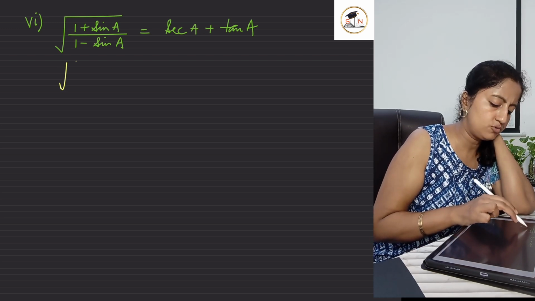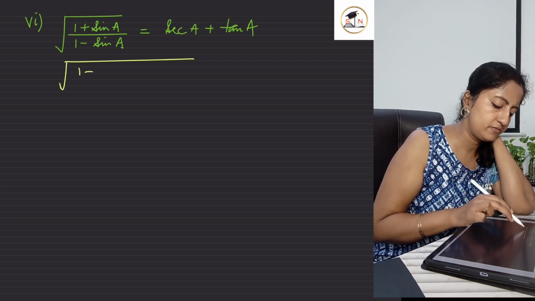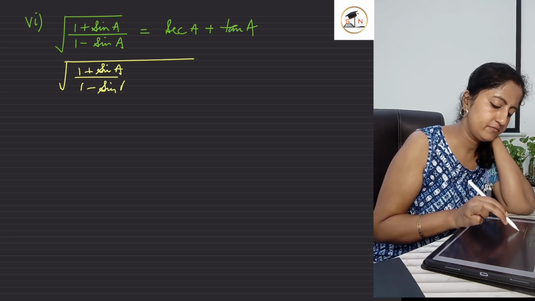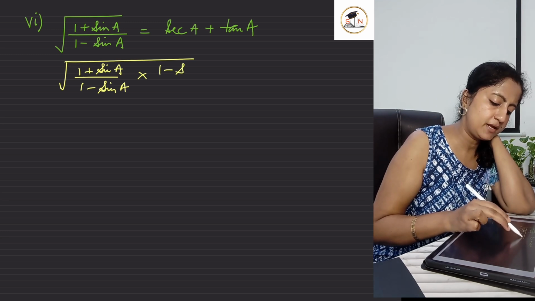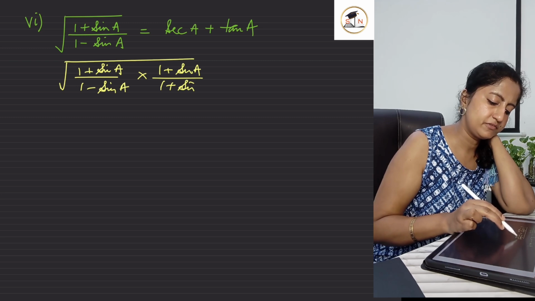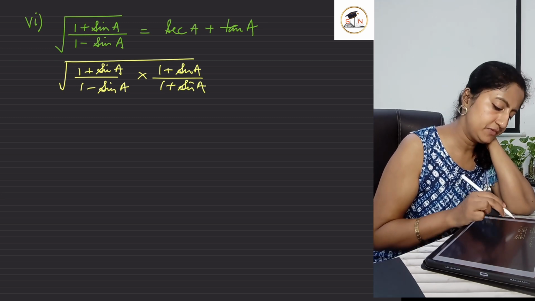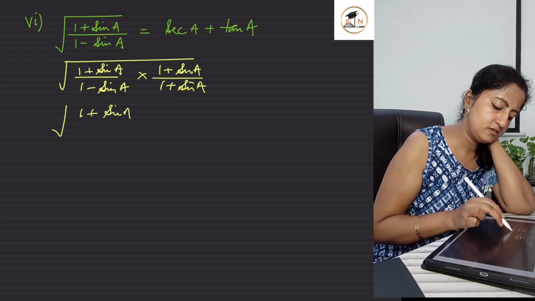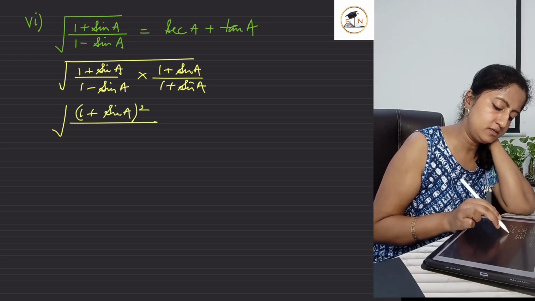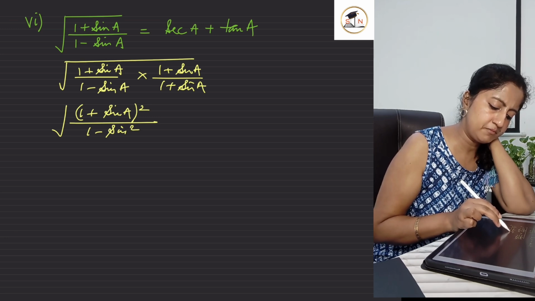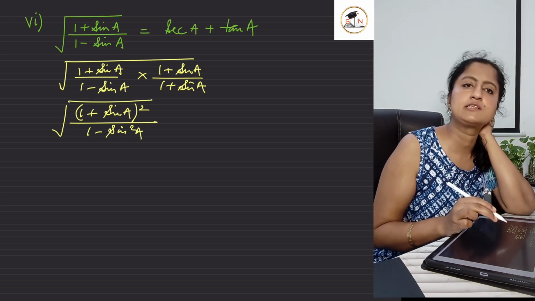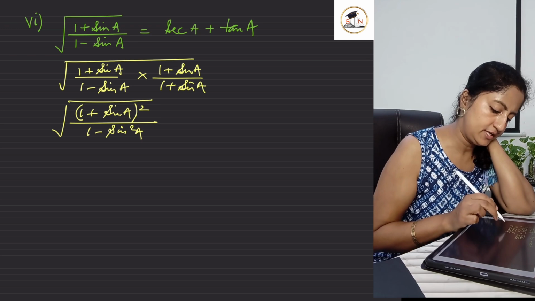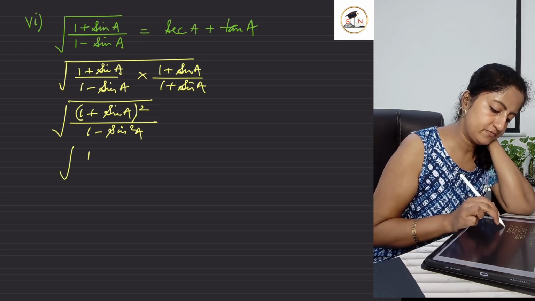So now within the root, I am making a bigger root: 1 plus sine A over 1 minus sine A into 1 plus sine A over 1 plus sine A. This is what we get. Now what we have is 1 plus sine A whole square in the numerator. In the denominator, we got 1 minus sine square A because of the A square minus B square identity, right? What is 1 minus sine square A?